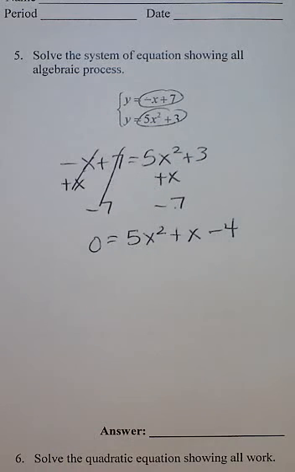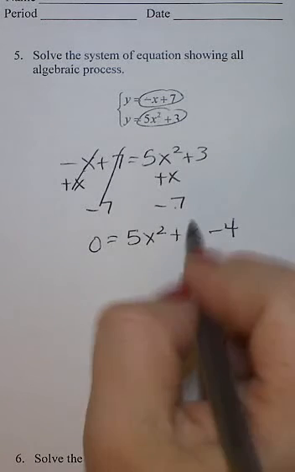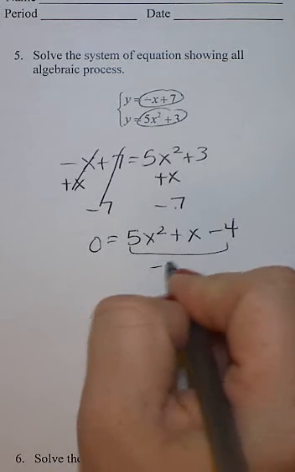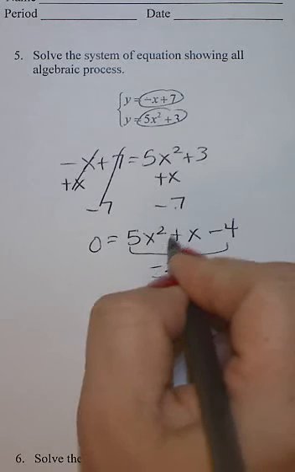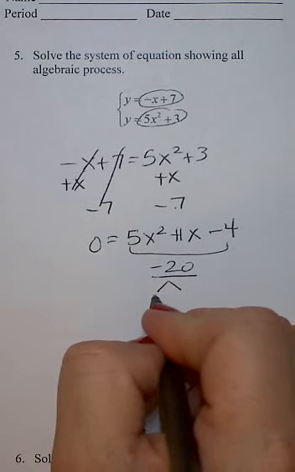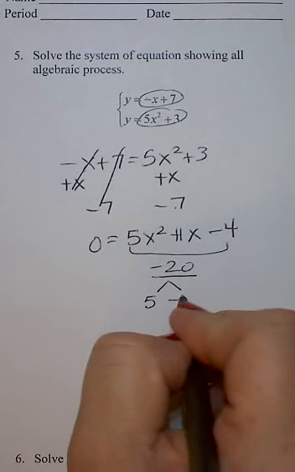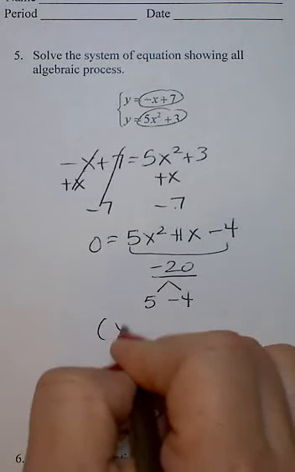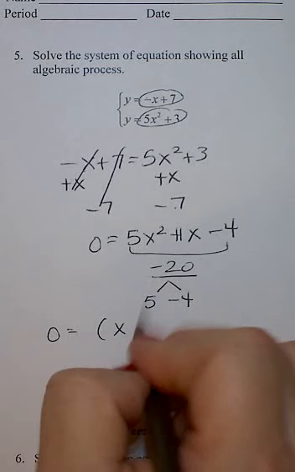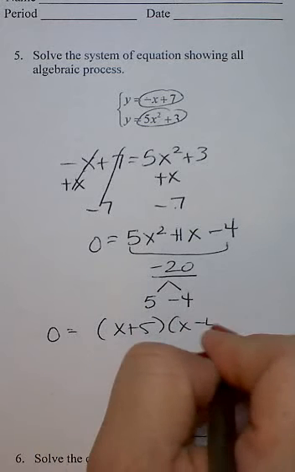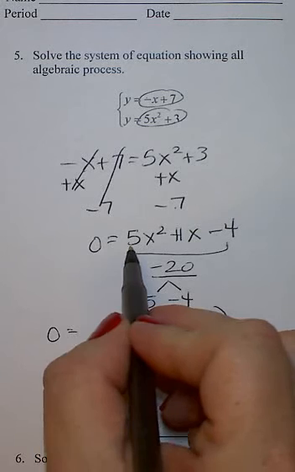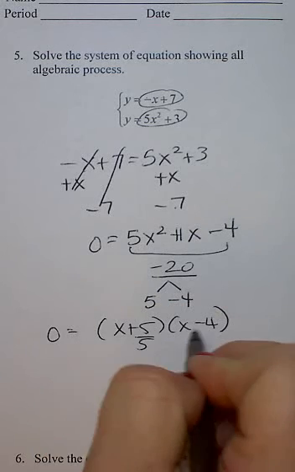And now I can solve using possibly factoring. I haven't checked yet. Is it factorable? Remember, if factoring doesn't work, you're always able to use the quadratic formula. So are there two numbers that multiply to give you negative 20 that combine to give you a positive 1? And that would be positive 5 and negative 4. So x plus 5 and x minus 4. Because the leading coefficient is different than 1, I have to divide by that number.